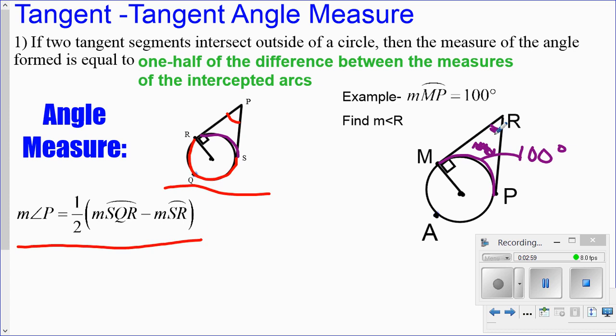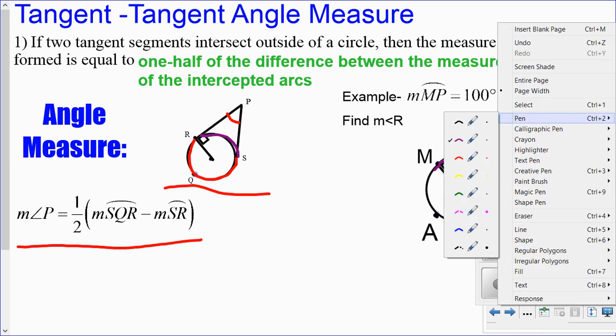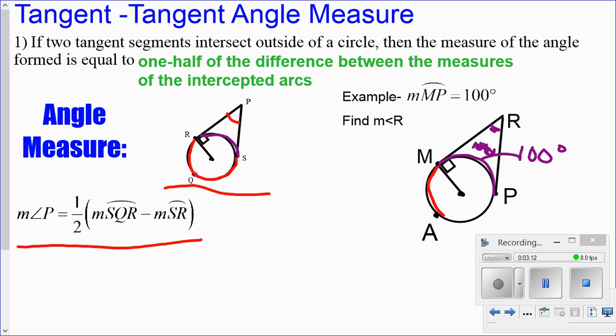So the first thing I'm going to do before I use the formula is figure out the measure of this major arc. I'll highlight it here. This major arc, the red and the purple arc, are the intercepted arcs created when those two tangents intersect. So I have to figure out the measure of that red arc, arc MAP, before I can find the difference between the major arc and the minor arc.